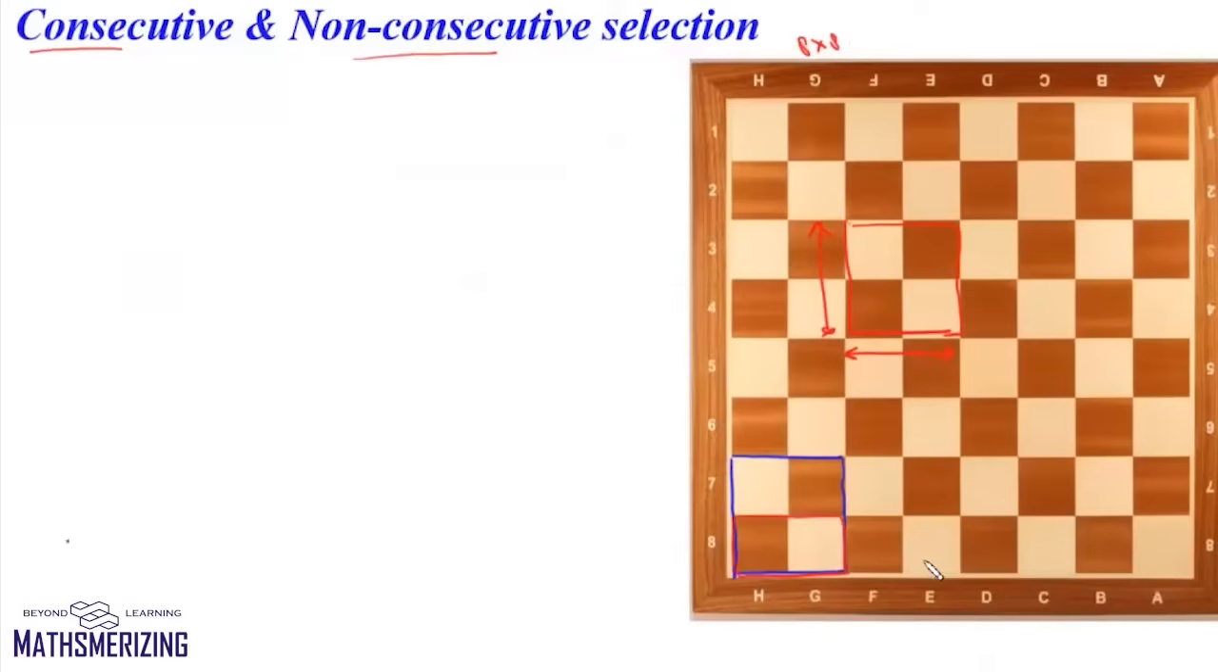So we know that out of n objects, if we have to select r consecutive objects, it can be done in n minus r plus 1 ways. So if we have to select 2 horizontal consecutive squares, it can be done in n, which in this case is 8, minus r, we need 2 consecutive, so which is 8 minus 2 plus 1. So it will simply be 7 ways. Now in how many ways can we select?